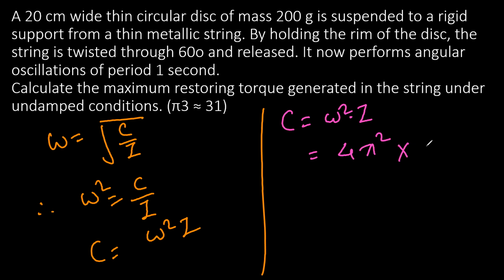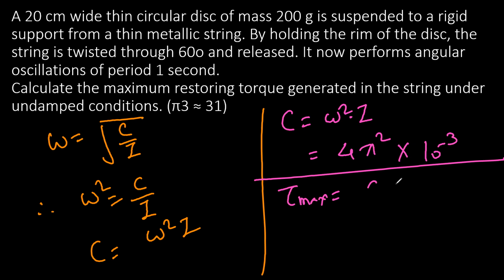And what is I? I is 10 raised to minus 3. So what is the answer of C? C is 4 pi square into 10 raised to minus 3. Leave it, because we do not require C, we require torque. So what is the torque maximum? Torque maximum is equal to C into theta. What is C? 4 pi square into 10 raised to minus 3, into theta, which is pi by 3.